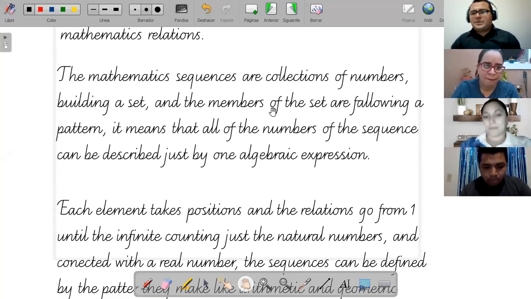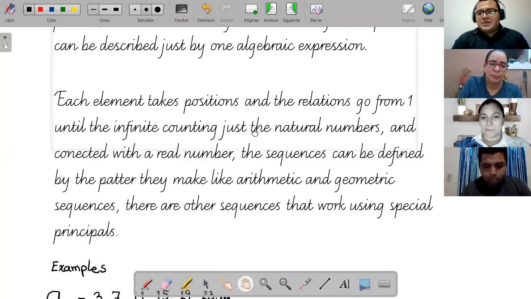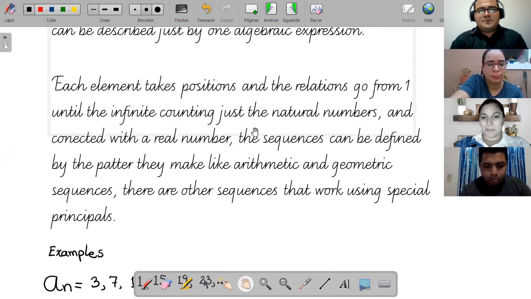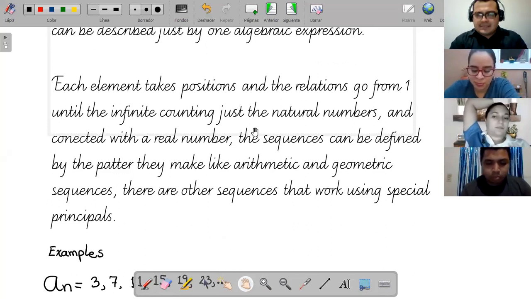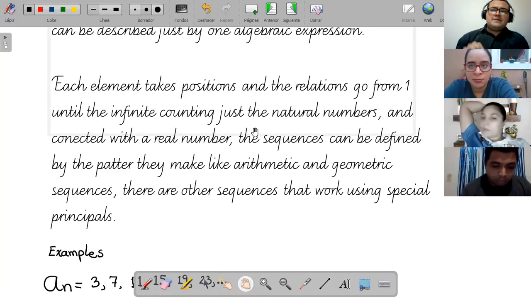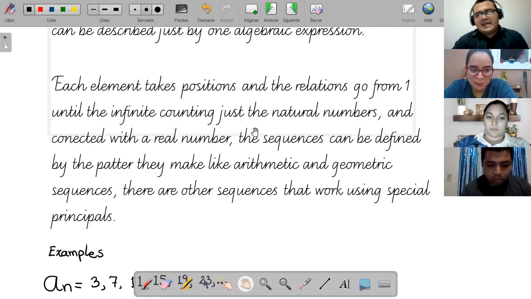What is an algebraic expression? Don't worry about it. Then we're going to talk about this one, but I think you have an idea about what it is. So, important information. Those are general ideas related with the sequences. And here we're going to have a set of elements, but each of the elements takes a position, starting from one and then goes until the infinite. Tendency is to the infinite. It's something that never ends, okay?